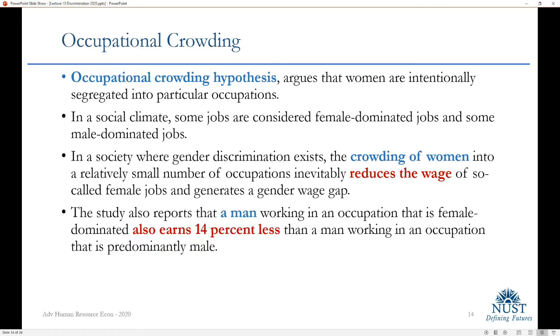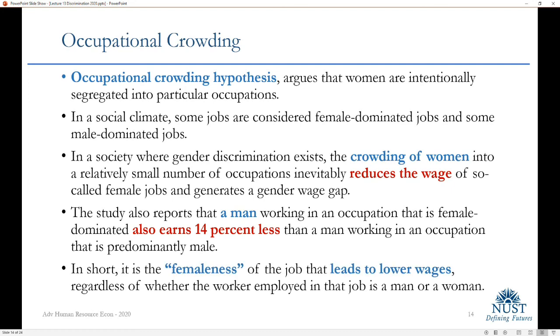There is a study that reports that a man working in an occupation that is female dominated also earns 15% less than a man working in an occupation that is predominantly male. Of course, they have accounted for education, age and other things, but if an occupation is male dominant, it is likely to pay more. In short, it is the femaleness of the job that leads to lower wages, regardless of whether the worker employed in the job is a man or a woman.